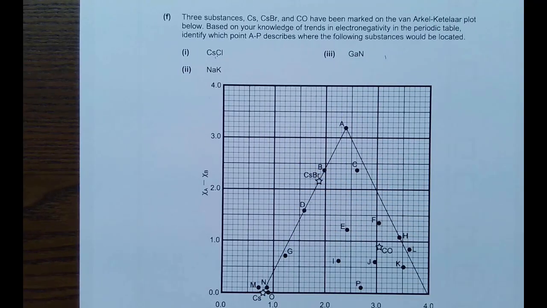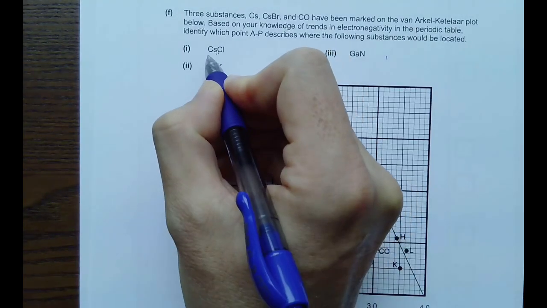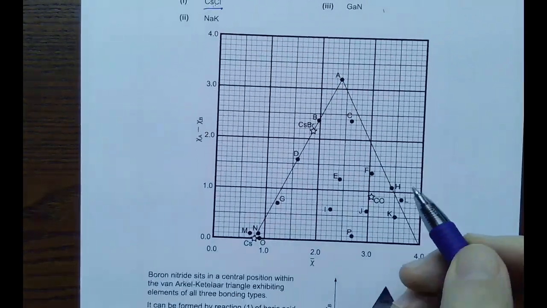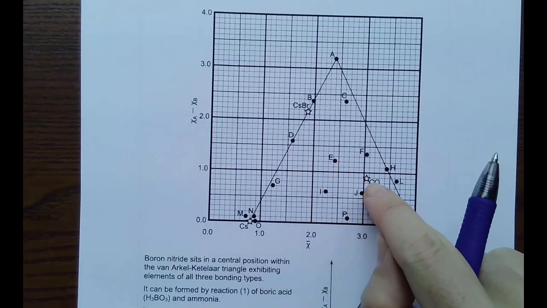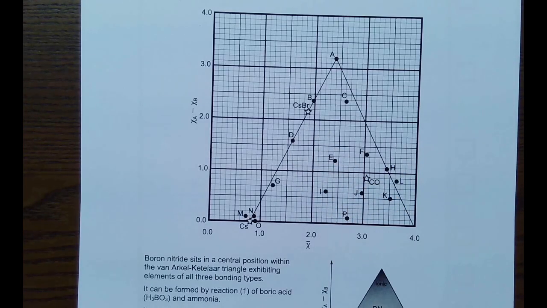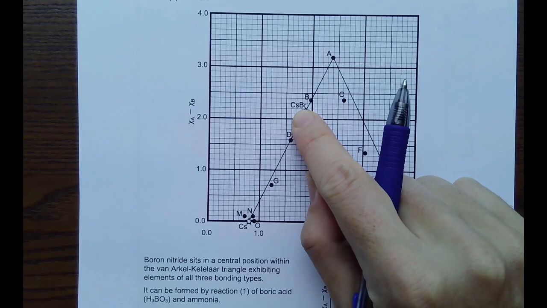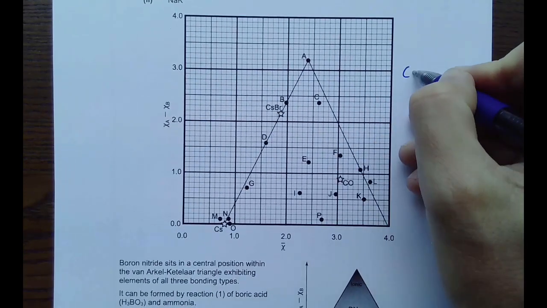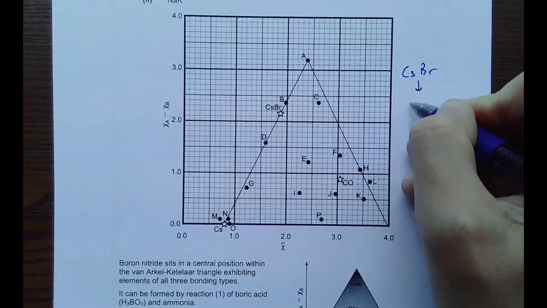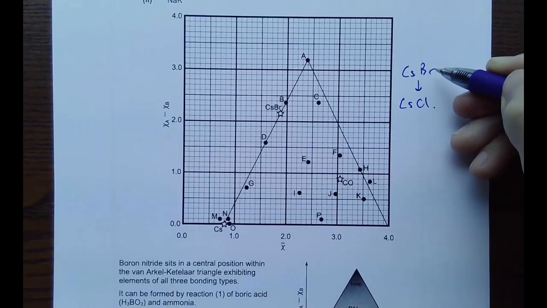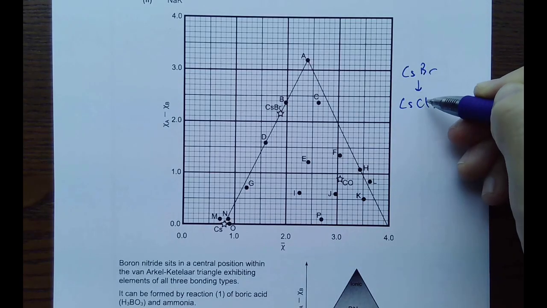And it really does, it's very nice the way they structure the question. It sort of holds your hand the way through it. So, if I start with CsCl, which of these three am I going to use to work out where CsCl is? Obviously, CsBr, because to go from CsBr to CsCl, I'm just replacing the bromine with a chlorine.